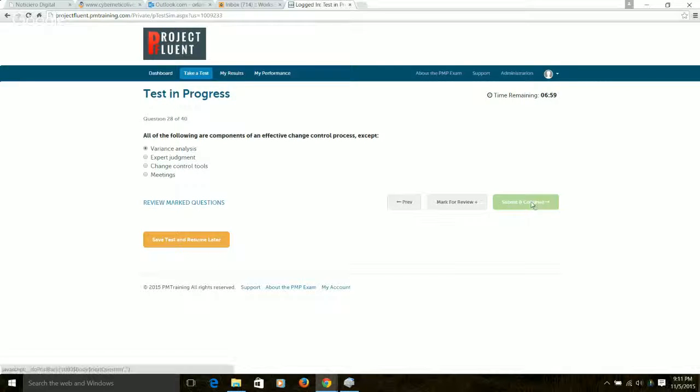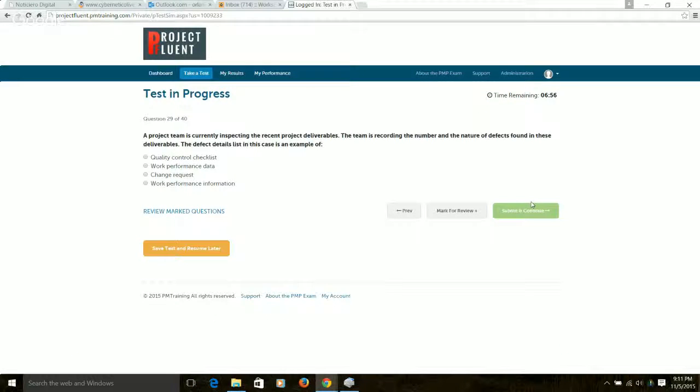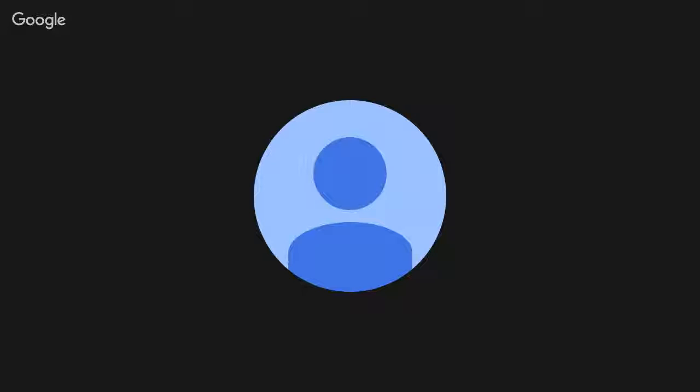The next one: a project team is currently inspecting the recent project deliverables. The team is recording the number and the nature of defects found in these deliverables. The defect details list, in this case, is an example of: quality control checklist, work performance data, change request, or work performance information. And remember what I was telling you not too long ago. Information is out. I'll say D.